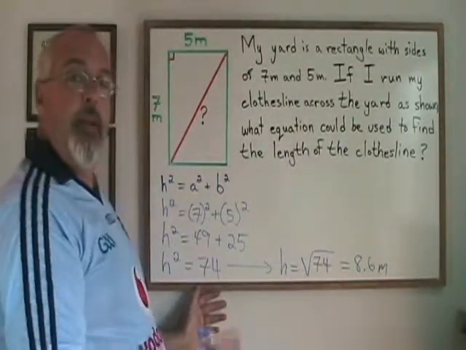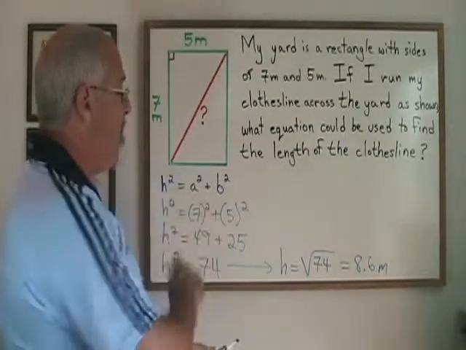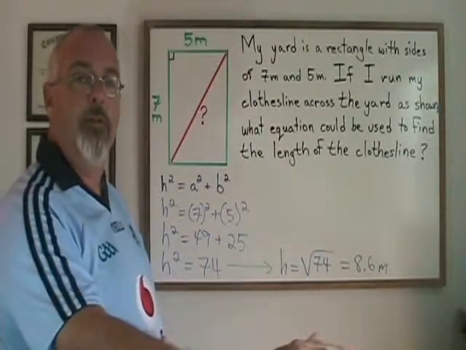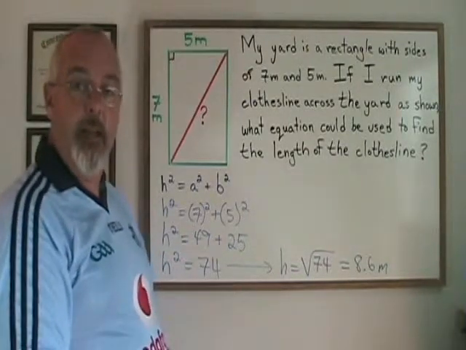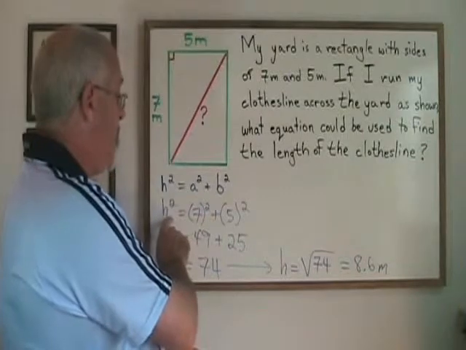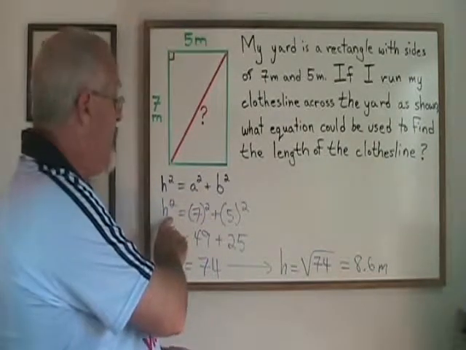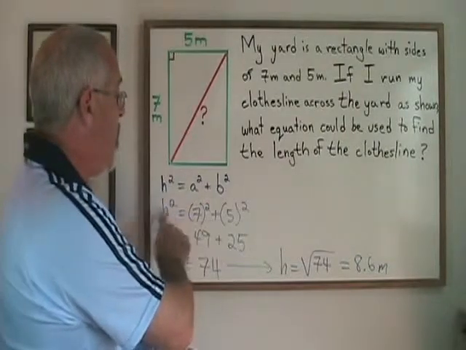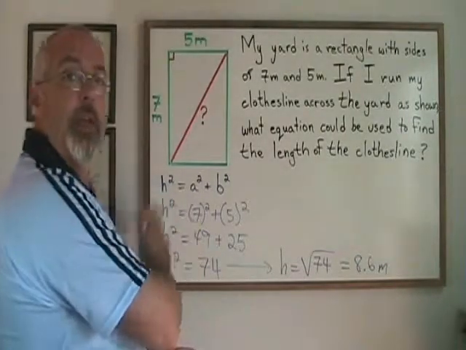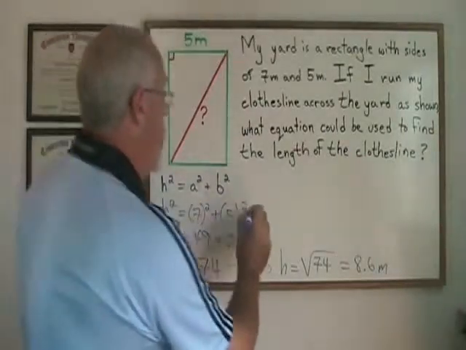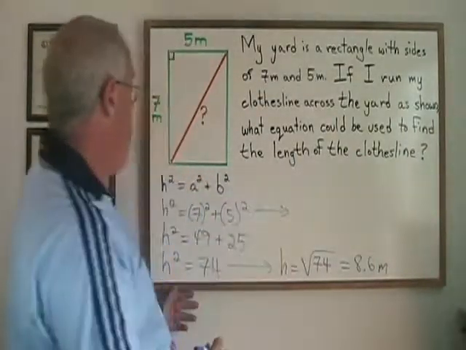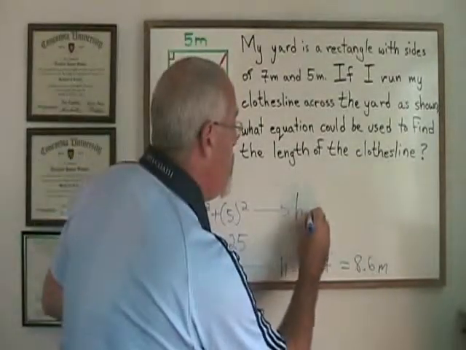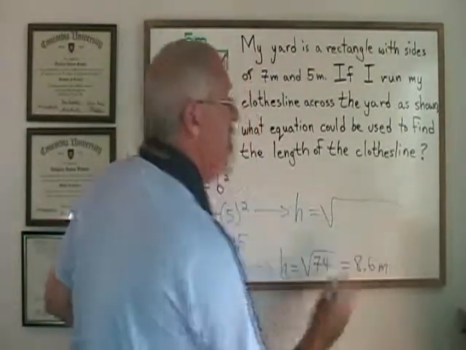The only problem with this as a final answer, though, is I am being asked for the equation that could be used to find the length of the clothesline, h, the hypotenuse in this case. I am not being asked to find an expression that would find h squared. So I have to find a way to make this equation have an h in it and not h squared. What I have to do then is, if h squared is equal to this mess, then h must be equal to the square root of that mess.